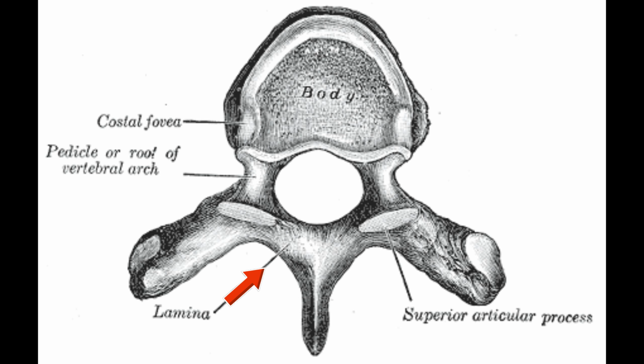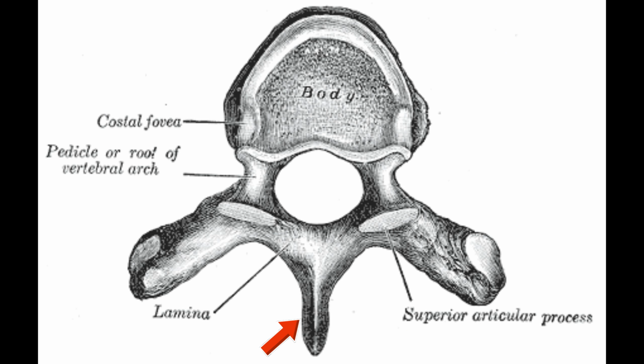Laminae. The laminae are 2 broad plates directed backward and medialward from the pedicles. They fuse in the middle line posteriorly, and so complete the posterior boundary of the vertebral foramen. Their upper borders and the lower parts of their anterior surfaces are rough for the attachment of the ligamenta flava.